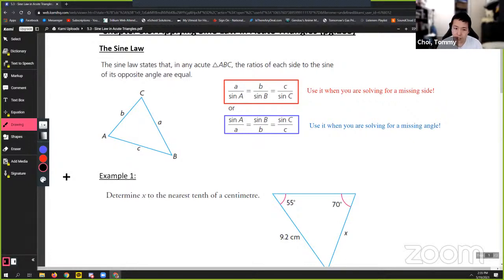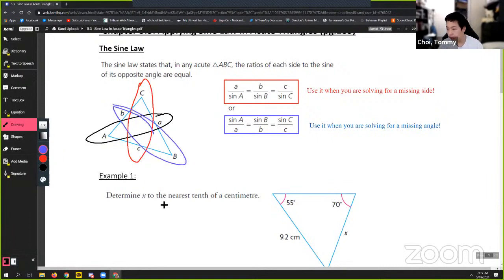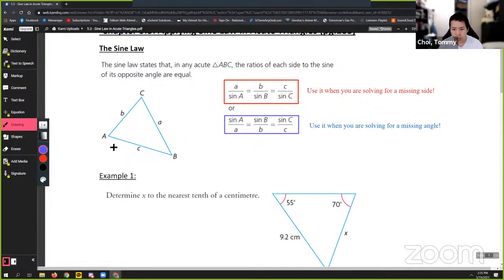So when we do sine laws, we want to think opposites, right? It's called an opposite angle side pair. So A and A are opposite angle side pairs. C and C are opposite angle side pairs. B and B are opposite angle side pairs. So that's really important, right? Understanding what it means by opposite angle side pair. So oftentimes I'll ask you, is there an opposite angle side pair? Do you know an opposite angle side pair? If the answer is yes, you can use the sine law.